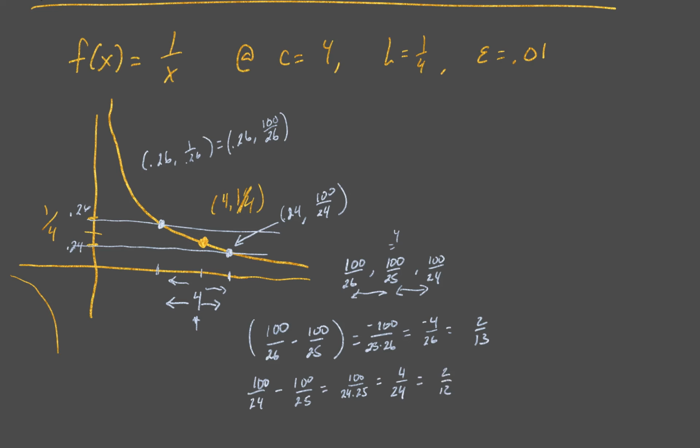Which of these is smaller? This one is smaller because it's 2 divided into smaller pieces, 13 pieces instead of 12 pieces. So we're going to choose this to be our delta. That's going to be the smaller of these two distances. If I choose the smaller of the two distances, that was the 26 one, that's this way. So this is delta and delta, and we're ending up in the box if I choose that delta.